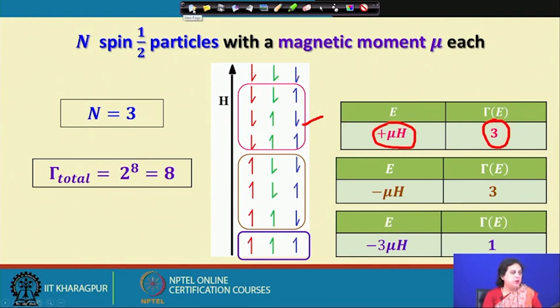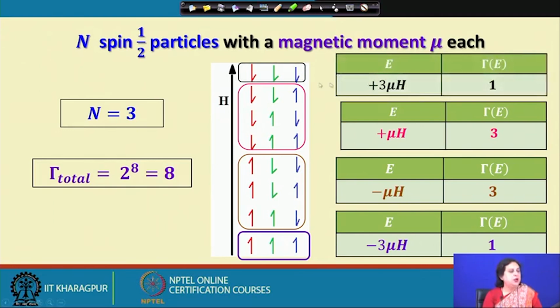And finally, when we talk about the highest possible microscopic state, what we find is that when all the 3 spins are oriented anti-parallel to the direction of the applied field, the energy value turns out to be plus 3 mu h, and there is only one such microstate that corresponds to this energy value. So, as we see, the variety of the problem goes on increasing as we increase the number of particles.